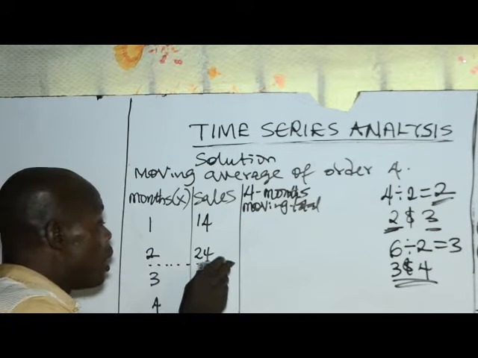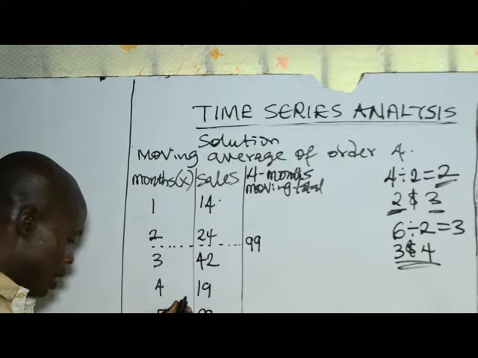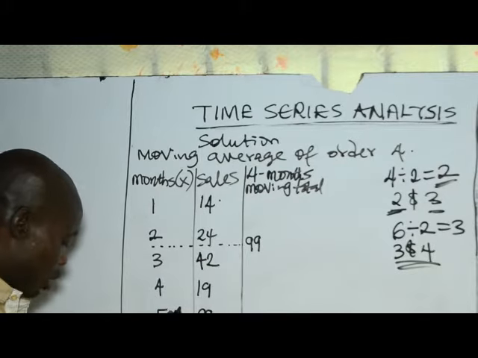So, now we want to add 4 months. 14 plus 24 plus 42 plus 19. That gives us 99. You are going to put that 99 between the second month and the third month. You also drop the first month again. You start your addition from the second month. 24 plus 42 plus 19 plus 29.